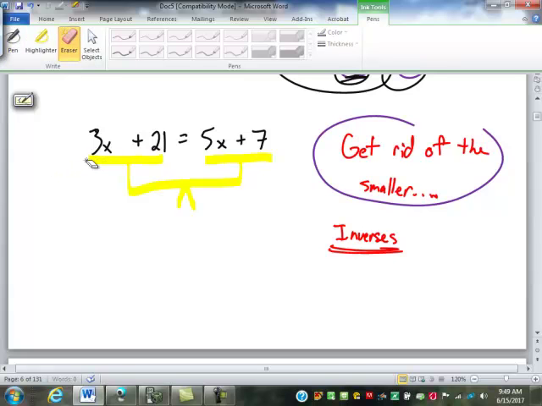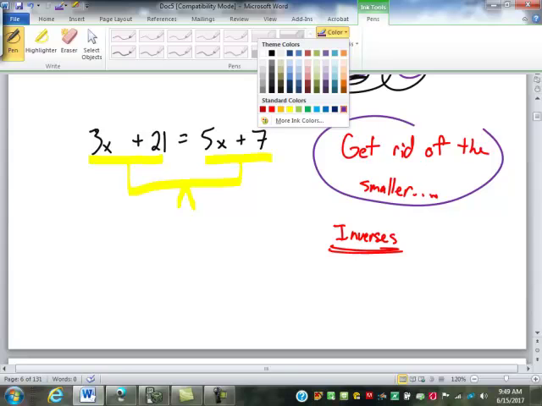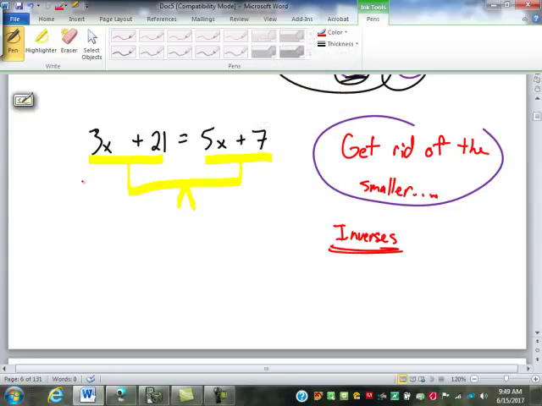Do I want it to be a 1 sitting there or a 0 when I get rid of it? I want it to be a 0. I want it to be nothingness, which is 0. So to get rid of it, I am going to subtract 3x, because that will leave me with nothing, or 0. Right? So what I'm left with is 21 there.